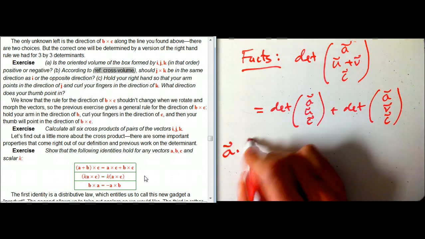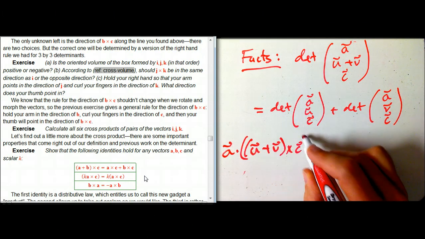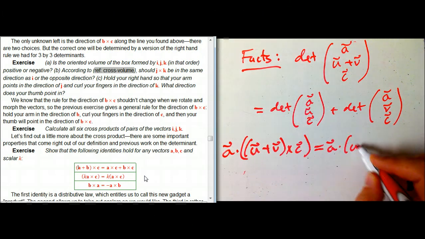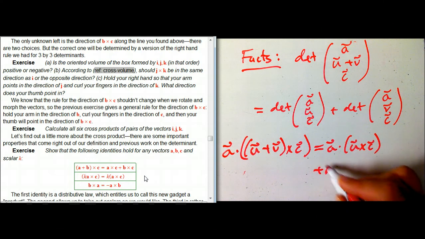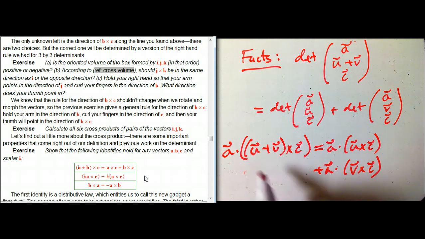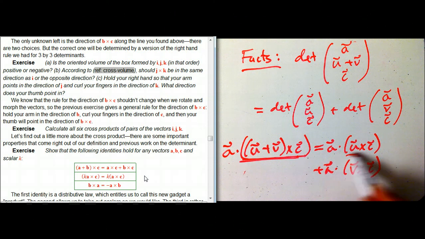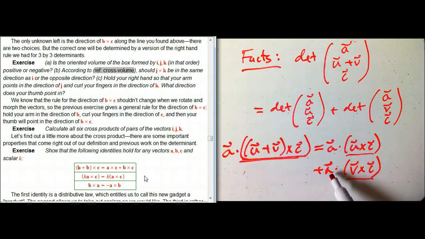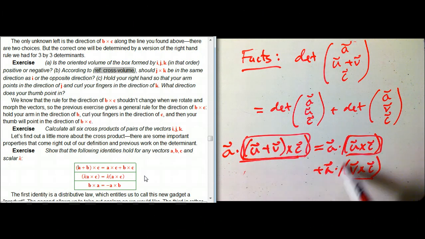It says that A dot (U plus V) cross C equals A dot (U cross C) plus A dot (V cross C). And remember, this is supposed to happen no matter what the vector A is. Only way that's going to happen is if this vector is the sum of these two guys. It would be unbelievably weird if no matter what vector A you dotted it with, you always got these same dot products, unless this vector was equal to the sum of these guys.